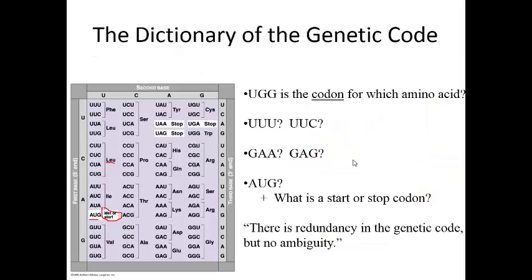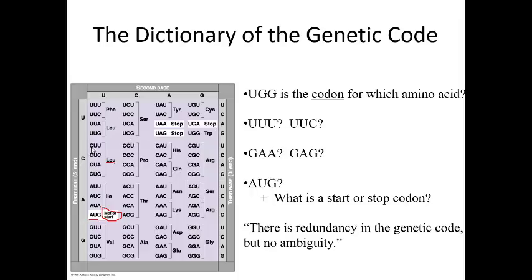Every messenger RNA is going to begin with the start codon. Every messenger RNA is going to end with a stop codon. If you look at the dictionary of the genetic code, you can see that there is redundancy in the genetic code, but there is no ambiguity.